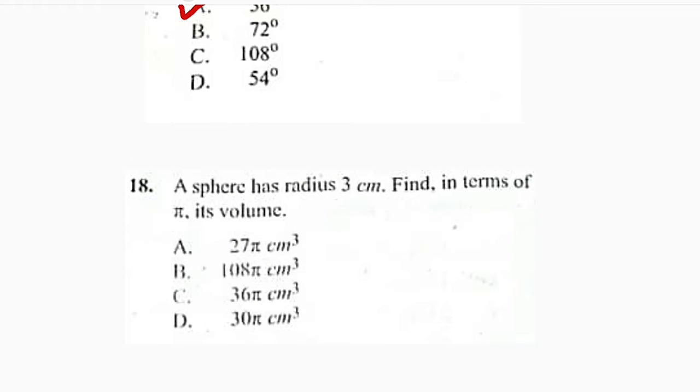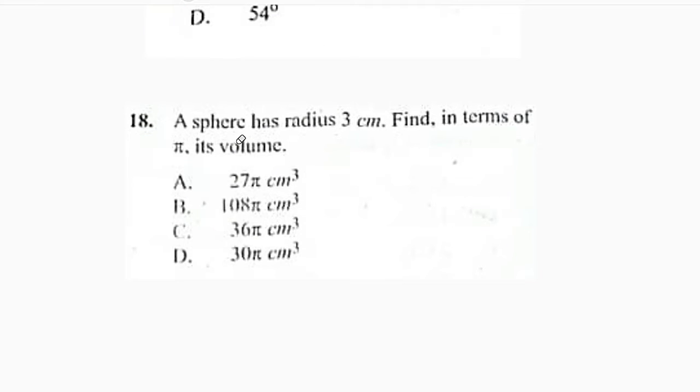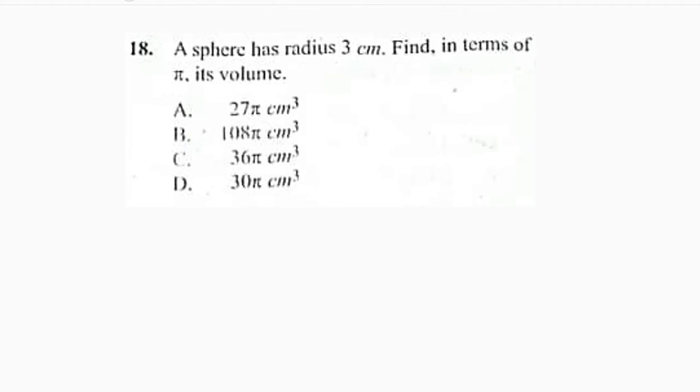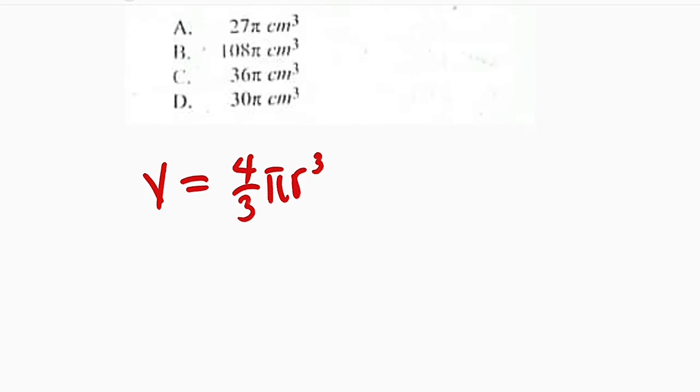All right, here is question number 18. The question reads, a sphere has radius 3 centimeter. Find in terms of pi its volume. And what is the formula for the volume of a sphere? V equal to 4 over 3 pi r to the third power. So the only thing we need to substitute here is the radius, and it is given as 3 cm.